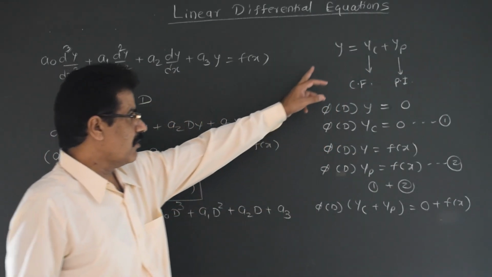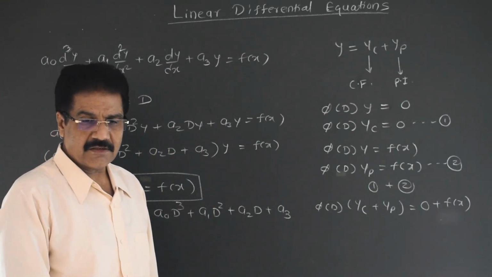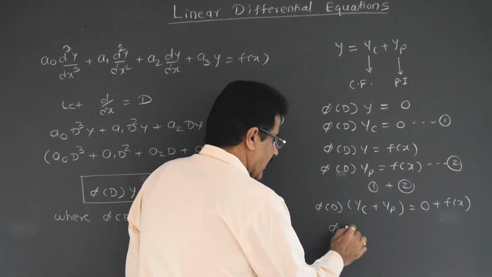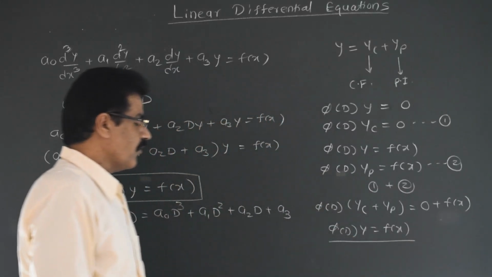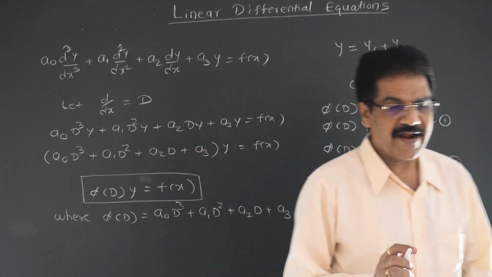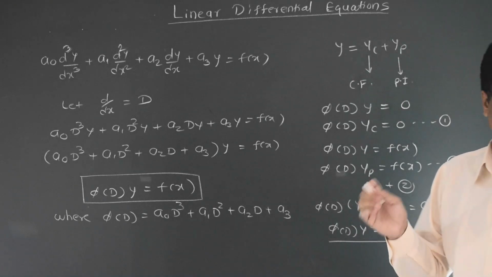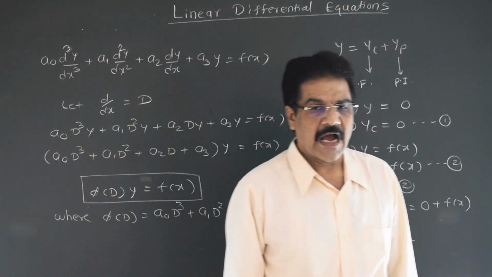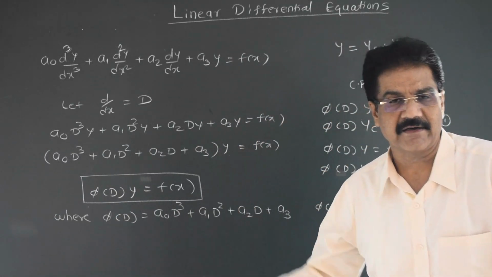And here we have written already that yc + yp is equal to y, and this is the reason that the total solution is nothing but yc + yp, and φ(D)y = f(x) is the original equation that we obtain. Therefore always remember that the solution of the differential equation φ(D)y = f(x) is always to be found out in two parts. First of all we have to find out yc and then we have to find out yp. Now how to find out yc, that we are going to study in our next part.